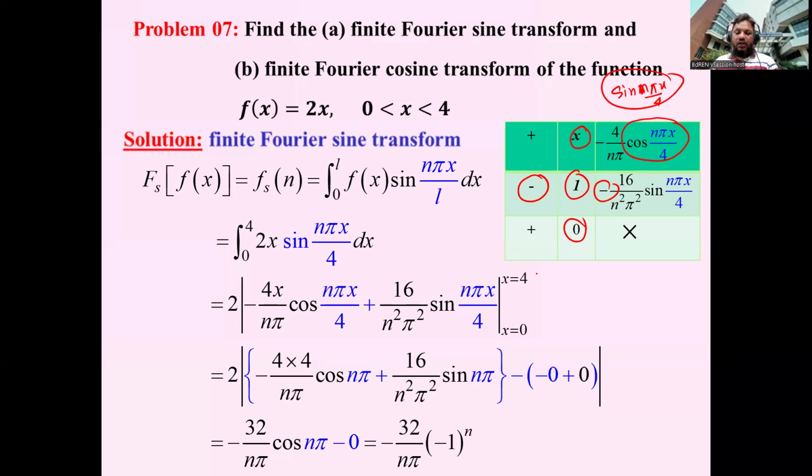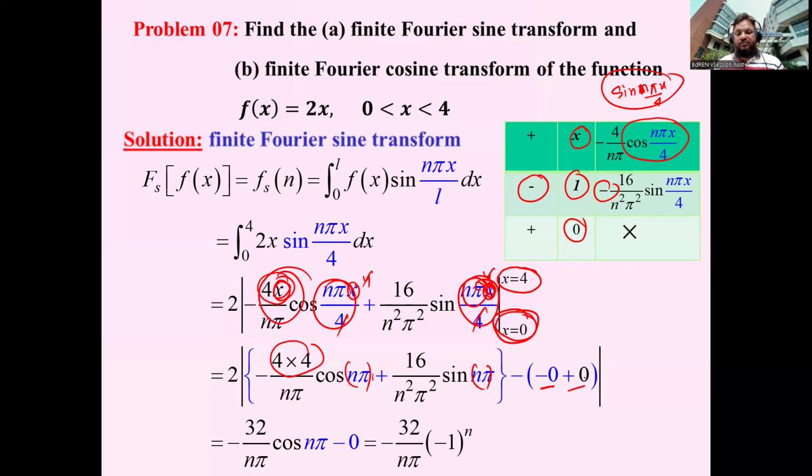Now we put the value of x equal to 4 and x equal to 0. If we put x equal to 4, it will be 4 times 4, and in the cosine, 4 and 4 cancel out, so we write cos n pi. For the sine, 4 and 4 cancel out, so we write sin n pi. If we put 0, the first term is 0 times anything, which is 0, and sin 0 is 0. That's why for the lower limit, the value is 0.